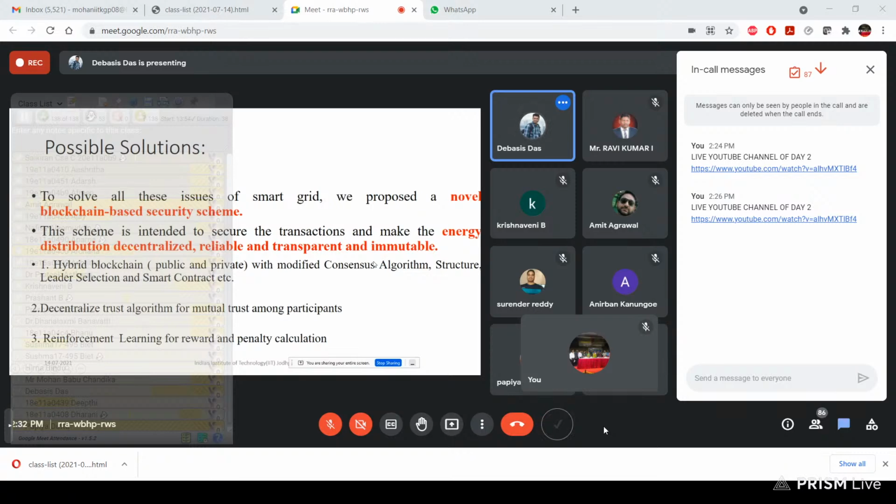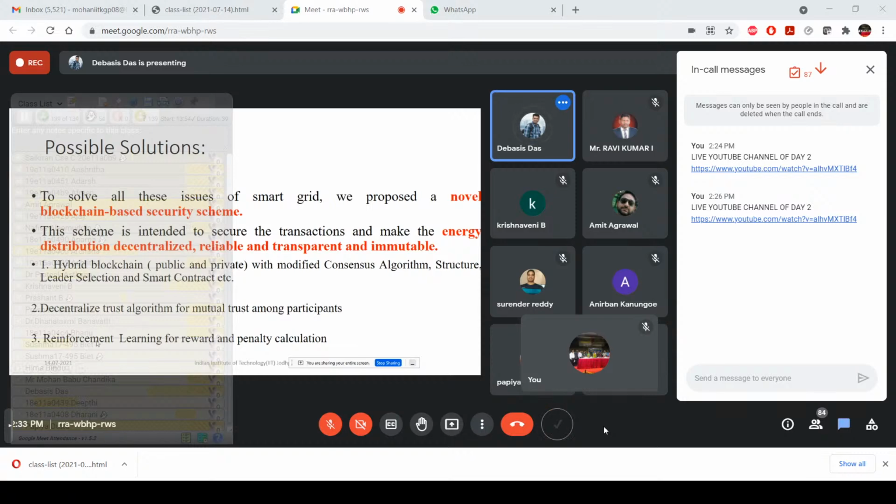with the consensus algorithm or structure of the blockchain, or the leader selection algorithm, or smart contracts. Or, as I just mentioned, a trust management algorithm between the users is also important. We can use a decentralized trust algorithm based on mutual trust among the participants. It is beneficial if the mutual trust is strong, meaning the security schemes are strong, and we can easily identify this.